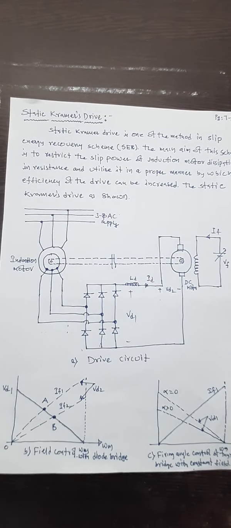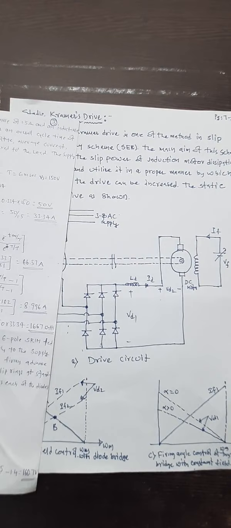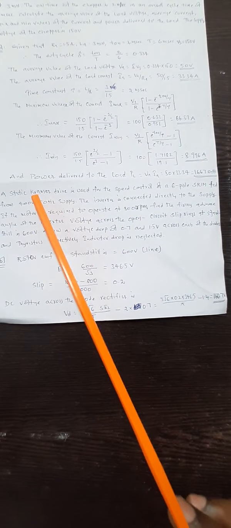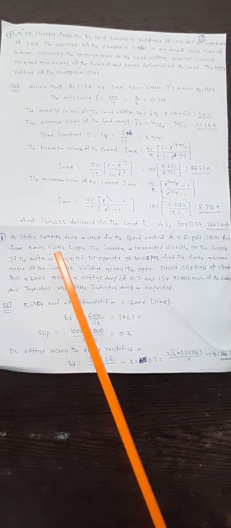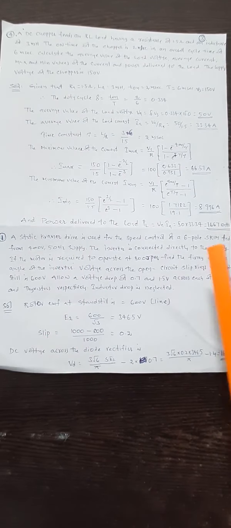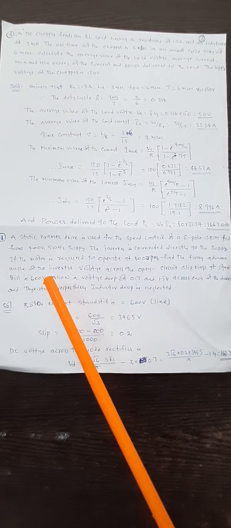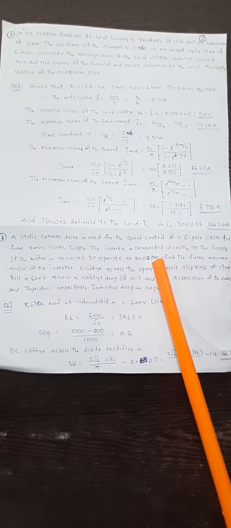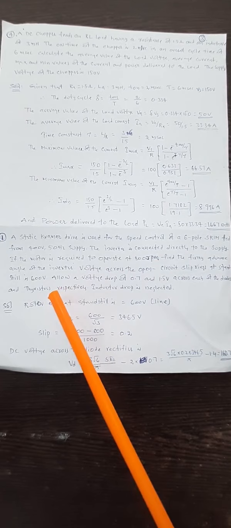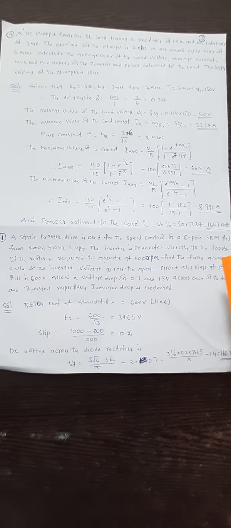Yes. And finally, one more problem which belongs to the static Kramer drive. See here, this is the problem given for you in the PDF. A static Kramer drive is used for the speed control of a 6-pole slip ring induction motor fed from a 400 volts 50 Hz supply. The inverter is connected directly to the supply. If the motor is required to operate at 800 rpm, find the firing advance angle of the inverter.